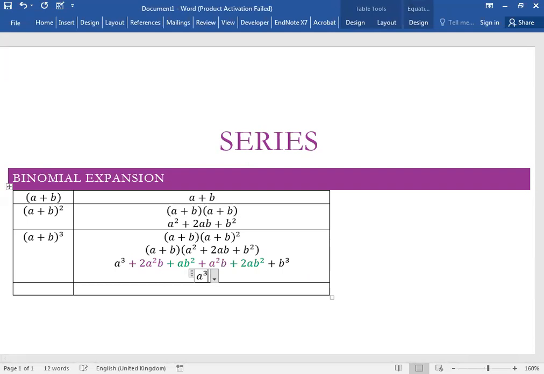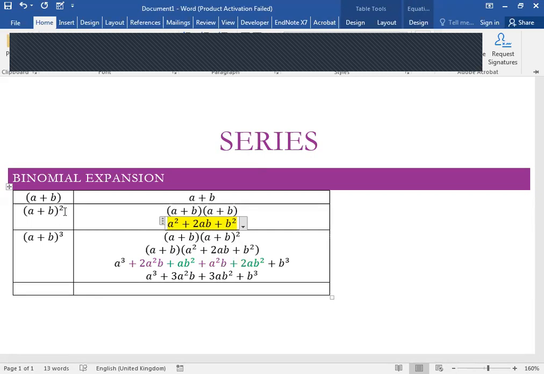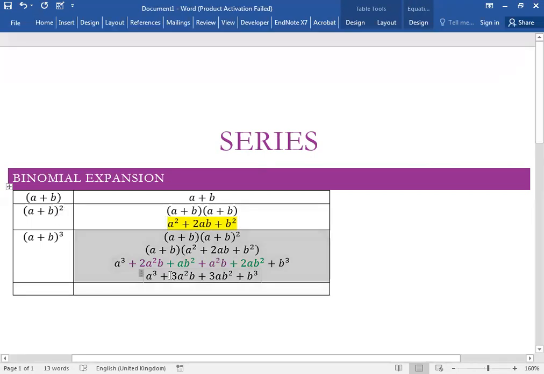Okay, so what do you get? A cube plus 3a square b plus 3ab square plus b cube. Right? Remember, we are concerned with the expanded form. That is what we are trying to observe. We are concerned with the expanded form.